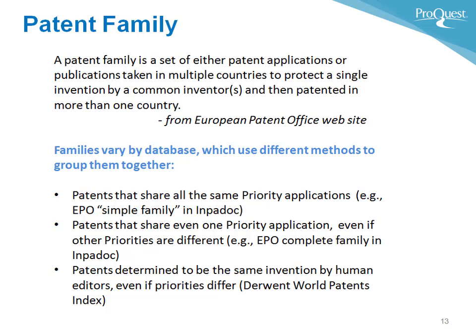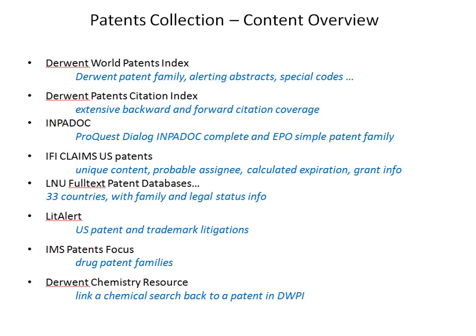I mentioned patent families a minute ago. Often you'll want to see not just a particular patent, but this whole group of patents that are related to it. And the ways that patent families are put together vary a little bit depending on the database. So let's move on to look at the patent databases on ProQuest Dialog. There are 40 of them, as I mentioned. Some are kind of all-purpose or family-based, like INPADOC and Derwent. Some focus on just one country, like the full-text databases. And some have very special purposes.